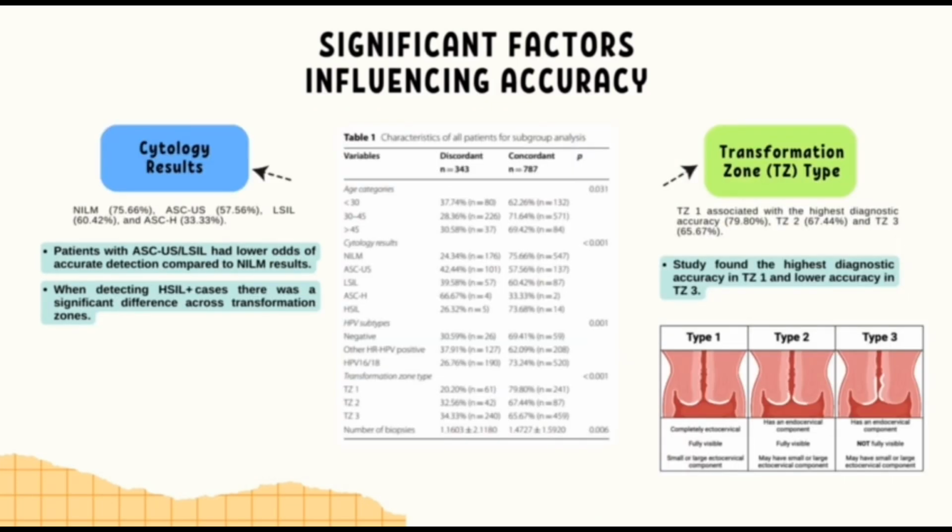Another crucial factor is the cytology results. The sensitivity of detecting high-grade lesions varies with different cytology results as stated in the given picture. Patients with low-grade squamous intraepithelial lesion, atypical squamous cells of undetermined significance, and atypical squamous cells, cannot exclude high-grade squamous intraepithelial lesion results had lower odds of accurate detection compared to those with negative for intraepithelial lesion or malignancy results.